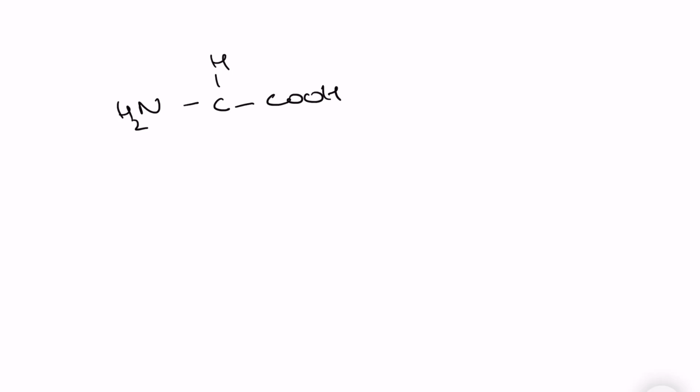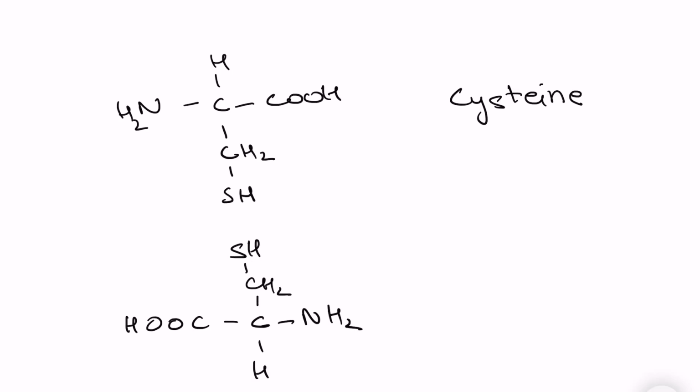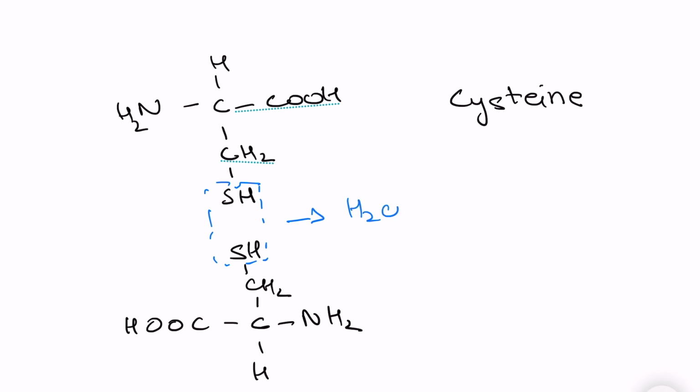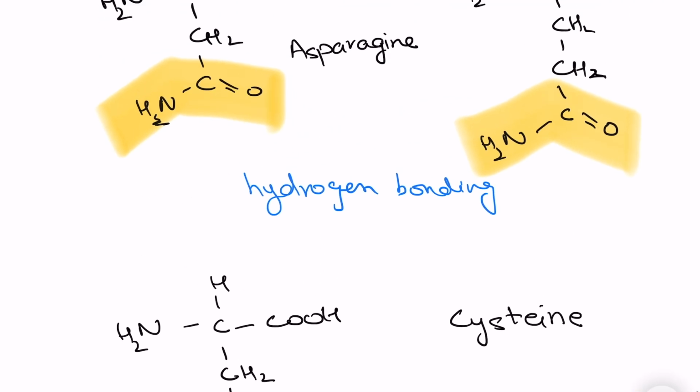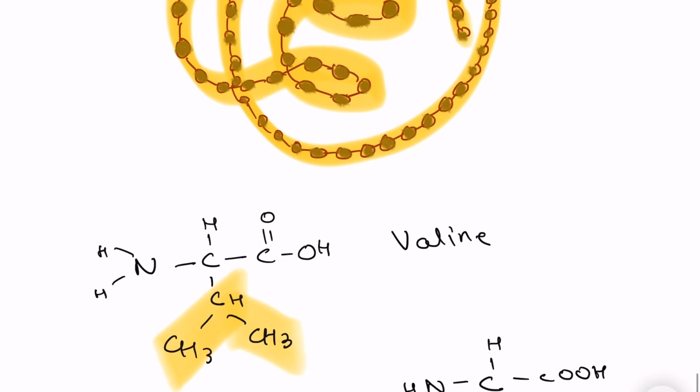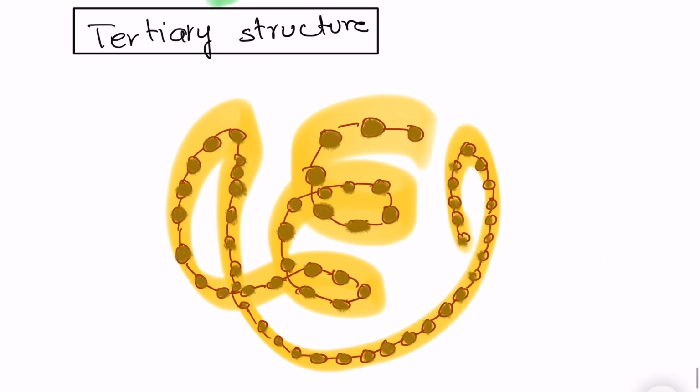Cysteine is a unique amino acid with a sulfhydryl or SH group in its side chain. When two cysteine amino acids come close in a polypeptide chain, the two SH groups react together in the presence of oxygen to give a water molecule. The two sulfur atoms are then joined together by a covalent bond forming a disulfide bridge. All these types of interactions maintain the 3D structure of a polypeptide chain in a functional protein molecule.